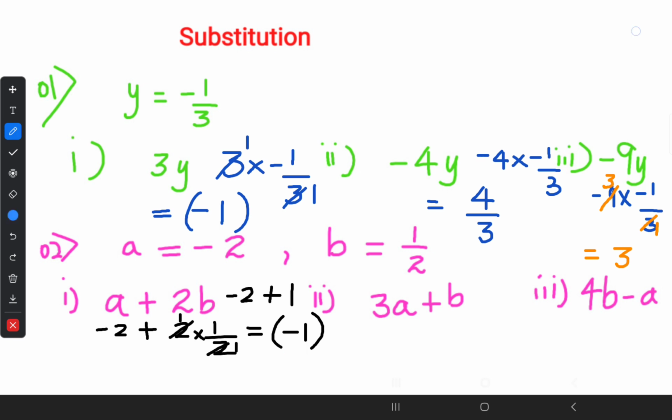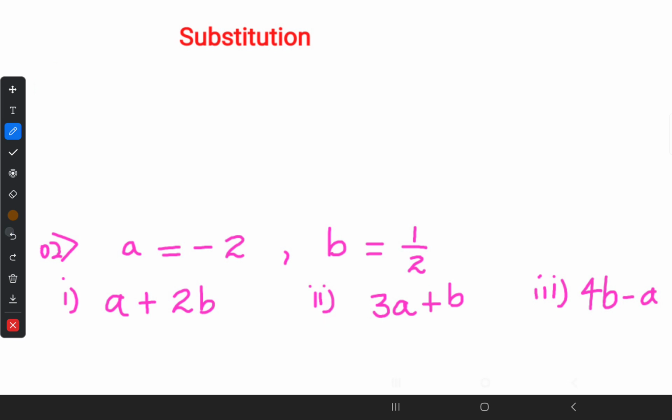For the second part, 3a plus b. So 3a means 3 times negative 2 plus b, that's half. 3 times negative 2, it's negative 6 plus half. Negative 6 plus half. So when we need to add a number with a fraction, we cannot do that directly since it doesn't have any denominator. You should make this one a fraction with a denominator.